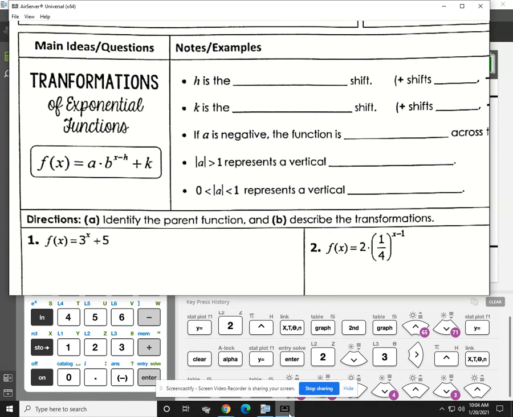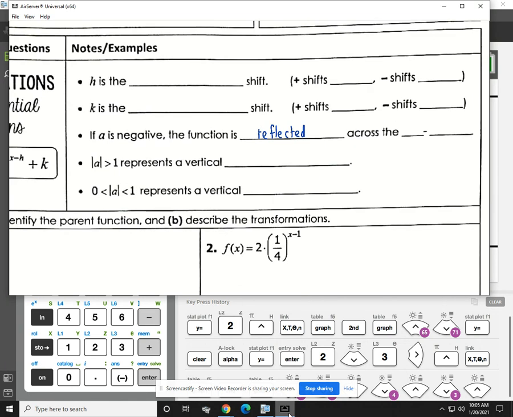If there's some value out in front, like a negative or another number, that is going to be your a value, and a controls how many things? 2. What if it's negative? If a is negative, what does it do to your entire graph? It reflects it over the x-axis. Is this the first time you guys are hearing this? No. It's the same thing that happened with our radical equations. The same thing that happens with our quadratics. If your a value is negative, it reflects it over the x-axis.